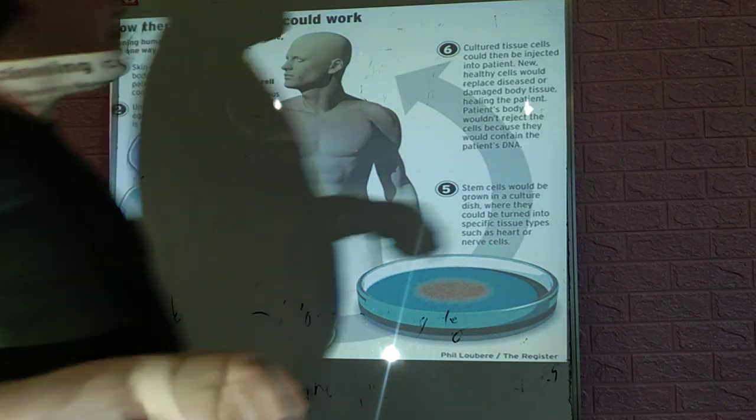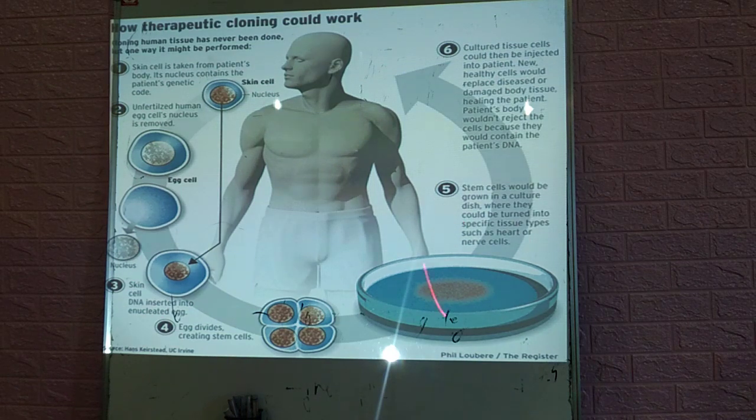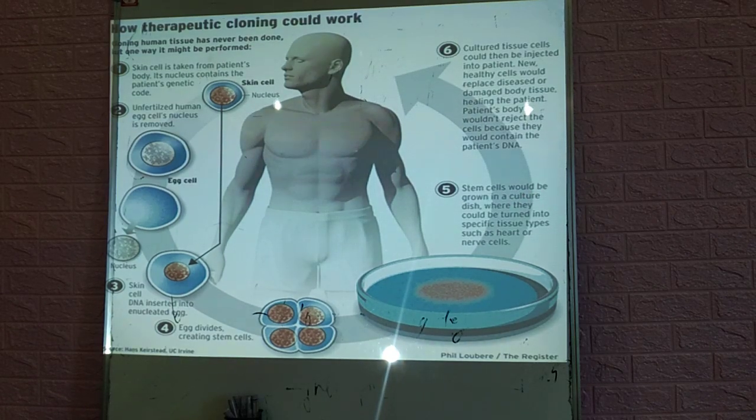And eventually, the stem cells would be grown in culture, where they could be turned into specific tissue types such as heart or nerve cells. Next one, cultured tissue cells could then be injected into the patient, and new healthy cells would replace diseased or damaged body tissue, healing the patient. And remember, because it comes from the patient, it is 100% identical and no rejection. The patient's body wouldn't reject the cells because they would contain the patient's DNA.